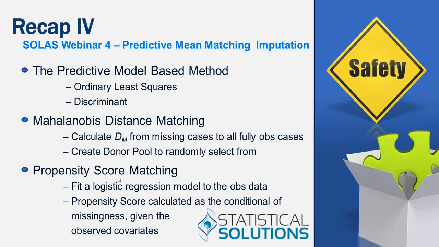And then just last month in April, we talked about the propensity score matching method, where we fitted a logistic regression model to the observed data, and then the propensity score was calculated as the conditional missingness given the observed covariates. And again, I have a safety sign up here that we have many different models to tackle the different types of data that you have.